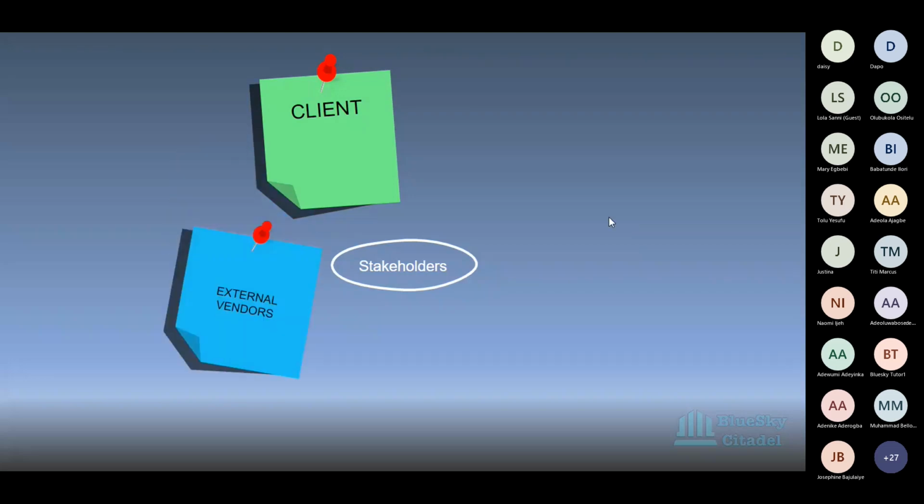We also have the external vendors, like I mentioned earlier on. With the external vendors, these are stakeholders that have their revenue tied up with the project. They sell goods and services to the business. They are external vendors, they're external suppliers. So they sell goods and services to the business, which means that the project success means a lot for them.